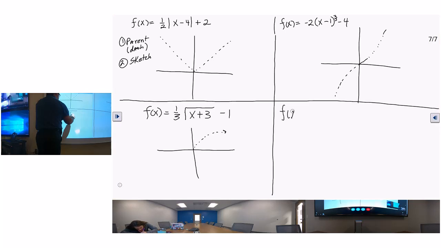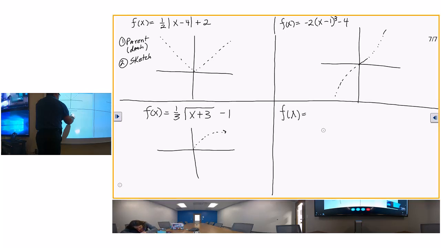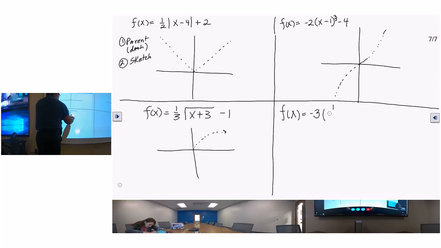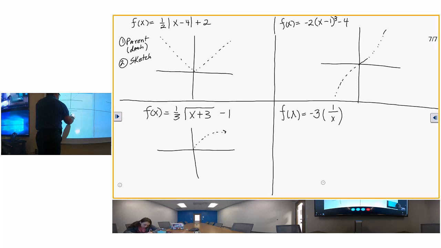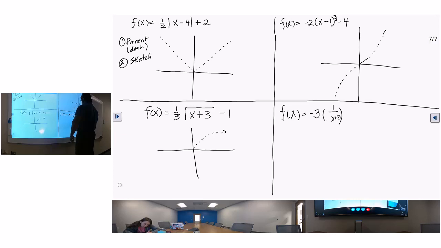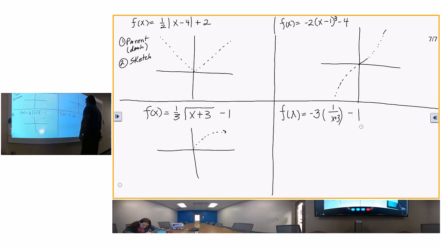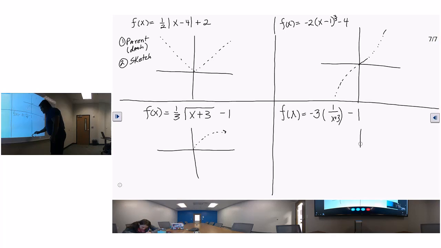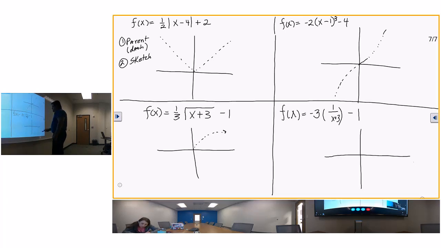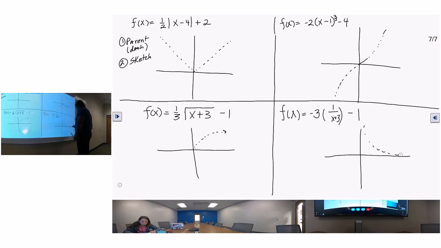F of x is equal to, and then this one, we're going to do the half a volcano. Let's go -3. 1 over x plus 3 minus 1. And that parent graph is going to look like that.